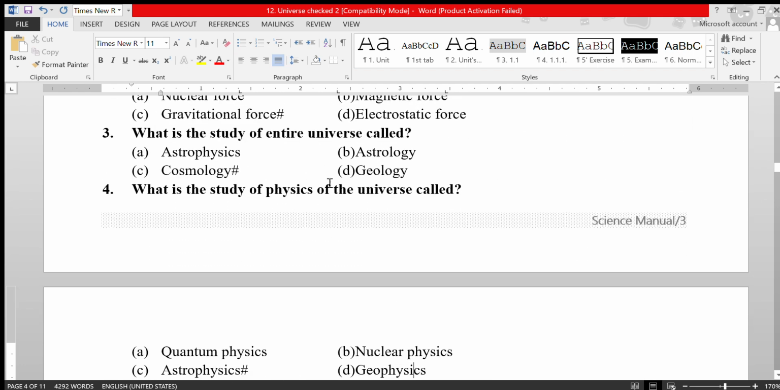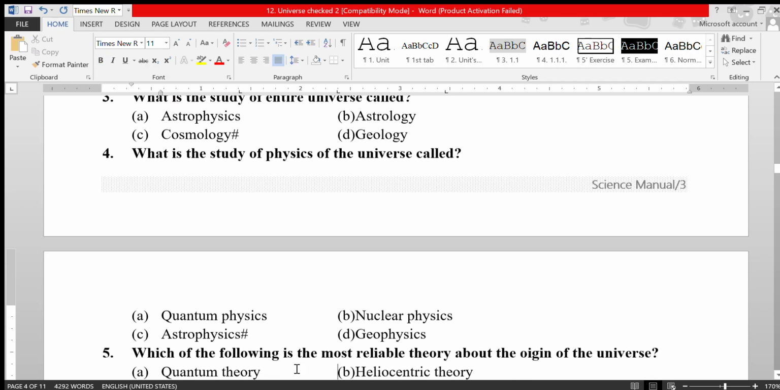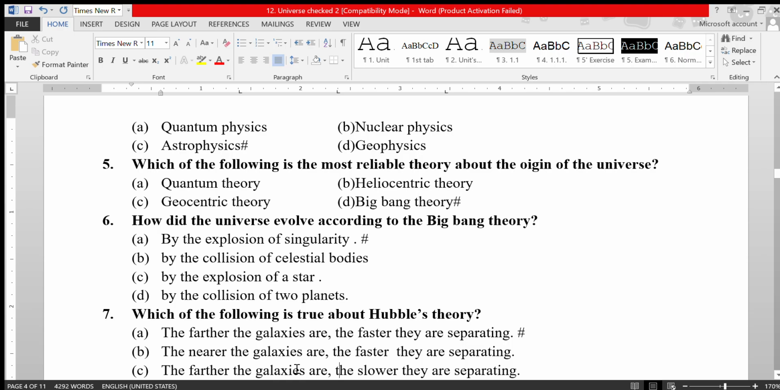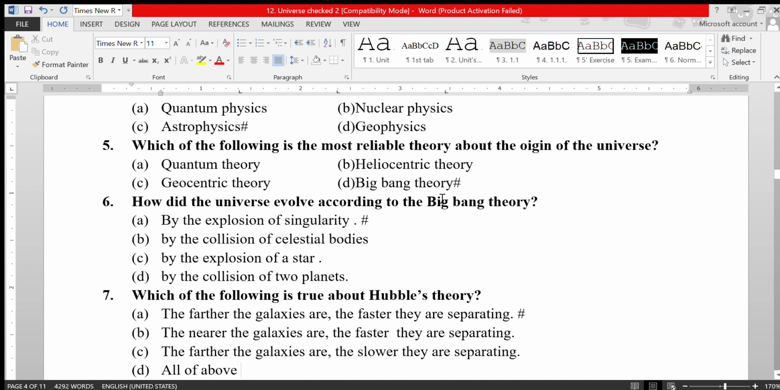What is the study of physics of the universe called? Astrophysics. Question number 5. Which of the following is the most reliable theory about the origin of the universe? Obviously, Big Bang theory. How did the universe evolve according to Big Bang theory? By the explosion of singularity. Which of the following is true about Hubble's theory? Farther the galaxies are, faster they are separating.